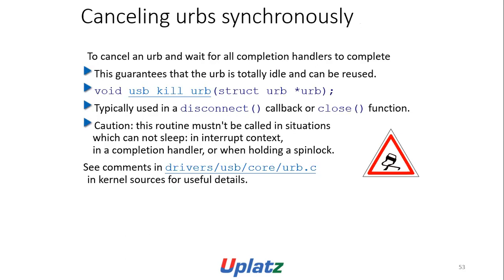Canceling a URB synchronously: to cancel the URB and wait for the completion handlers to complete. This guarantees that the URB is totally idle and can be reused. void usb_kill_urb(struct urb *urb) is typically used in a disconnect callback or close function. Caution: this routine must not be called in situations which can sleep, in interrupt context, in the completion handler, or when holding a spin lock. See the comments in drivers/usb/core/urb.c in the kernel sources for useful details.